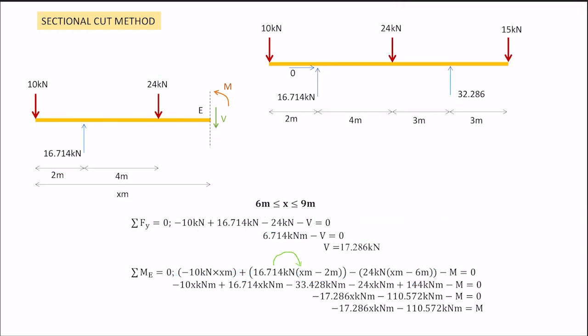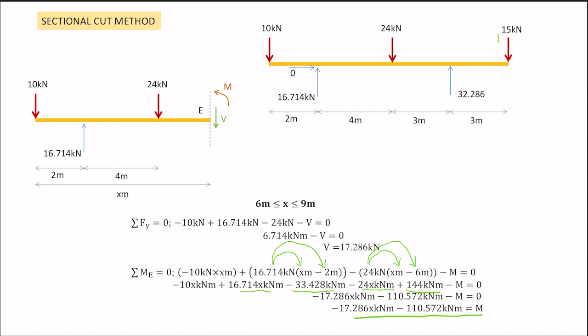16.714 times X meter becomes this. 16.714 times negative 2 meter becomes negative 33.428 kilonewton meter. Next we have the negative 24 kilonewton times X meter. It becomes negative 24 X kilonewton meter. And then negative 24 kilonewton times negative 6 meter, then it becomes positive 144 kilonewton meter. Then you can calculate everything. You get this as the value for moment. Right, are we done? Not yet.